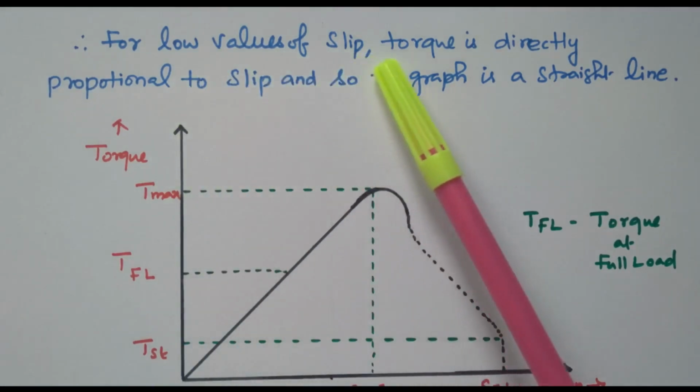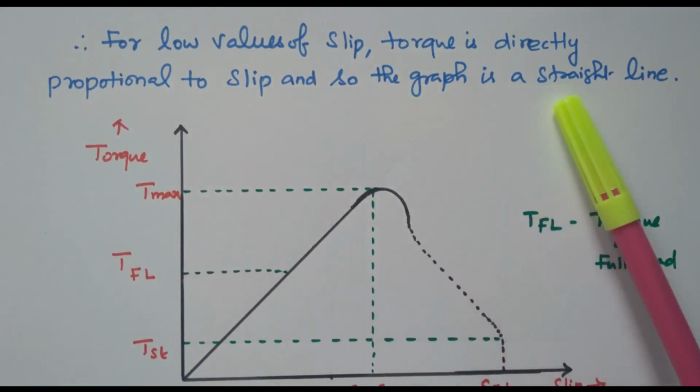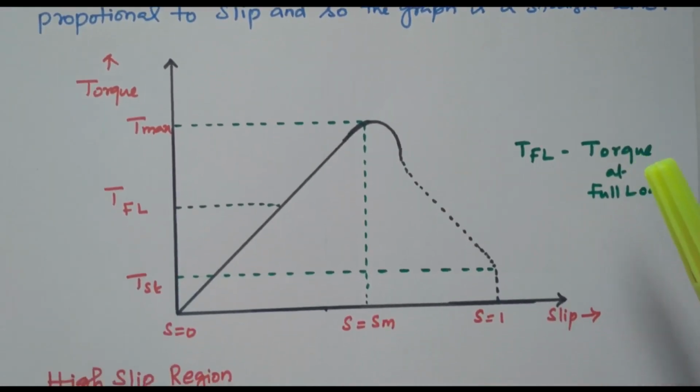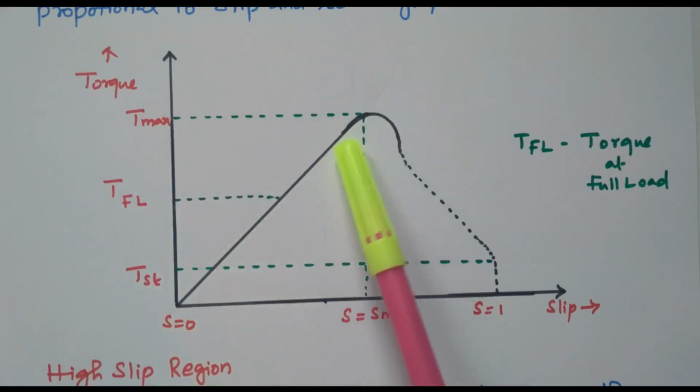For low value of slip, torque is directly proportional to the slip, so the graph is a straight line. So we will see this graph. On the x axis the slip is given, and on the y axis we have torque. The graph is drawn between slip and torque. So this is 0 value, S equal to 0. This is the low slip region, and this one is the high slip region. During low slip region we conclude that T is directly proportional to S. When the slip increases, torque also increases. So we are getting the straight line, right?